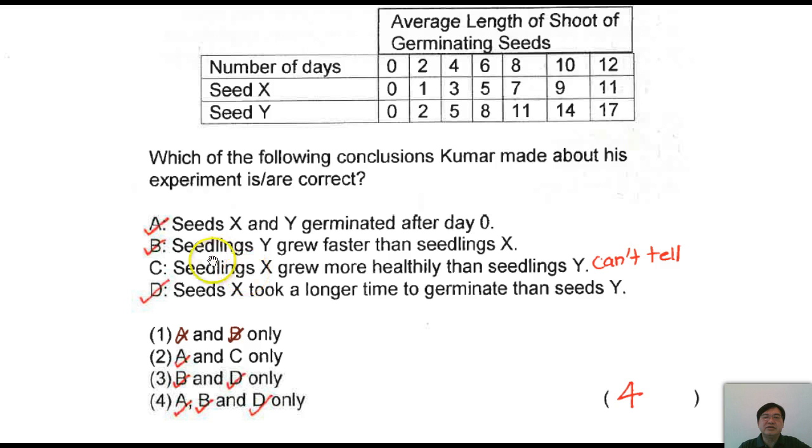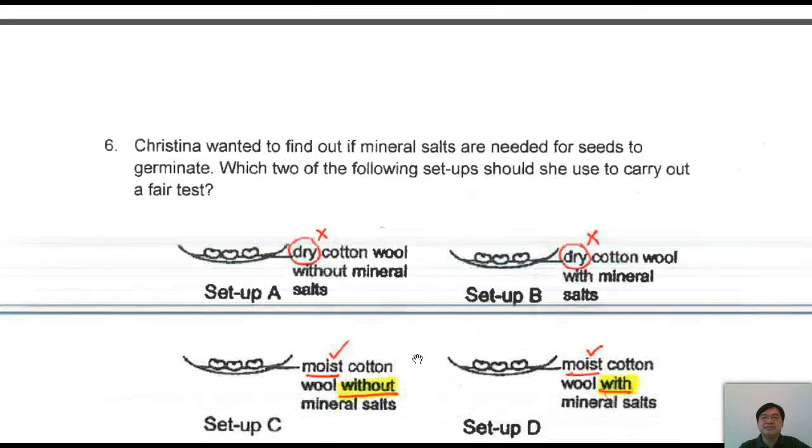Okay, let's take a look at C. We do not agree with C. We can't tell which is healthier from just the data, the length of the seed. So if you have C, it means your choice is not something we can tell. Number 2 is definitely wrong. A and B only is not the answer. B and D only is not the answer. It is A, B, D, because A, B, D are correct. Therefore number 4 is the answer.